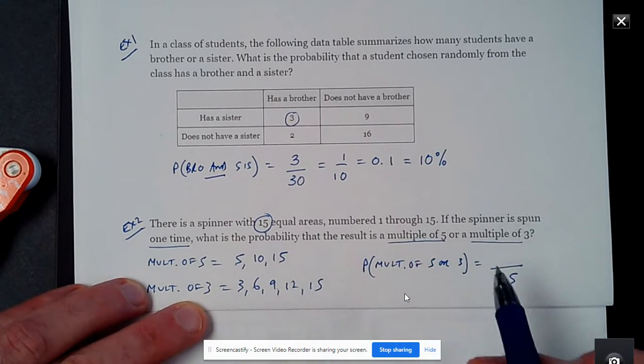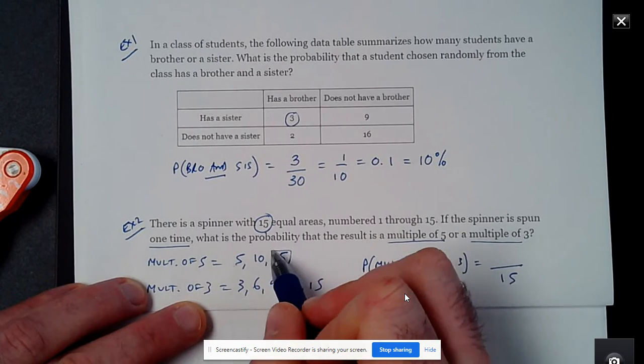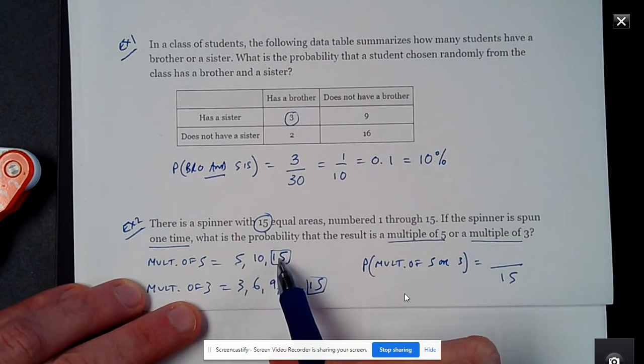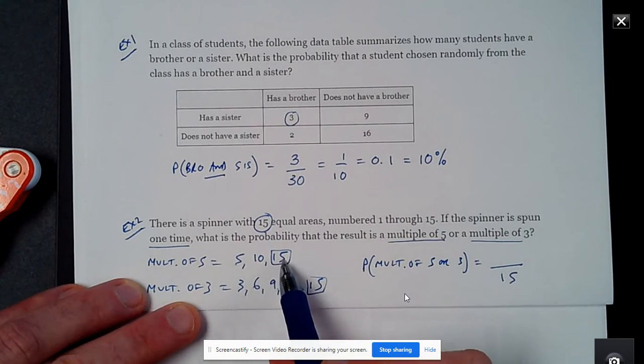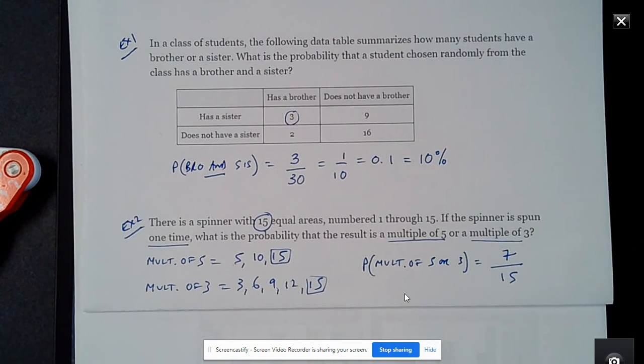But the problem here is, as I said at the beginning, whenever you're dealing with an or problem, can something occur more than once? Getting a 15 in this case occurs more than once, so I don't want to double count it. I've got 3 possibilities here, the 5, 10, and 15. But for this one, I'm only going to count the 3, 6, 9, and 12, because I've already included the 15 in my count. That's 1, 2, 3, 4, 5, 6, 7 different possibilities. So my probability of getting a multiple of 5 or 3 is 7 out of 15.